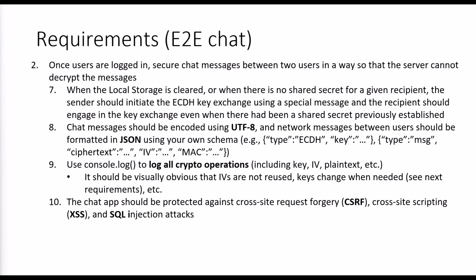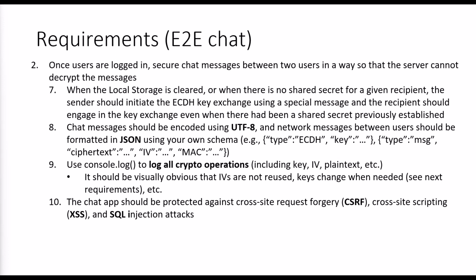Chat messages should be encoded using UTF-8. So that's the encoding for the text. We only support basic text. We don't need to support rich kinds of text, only pure text. And network messages between users should be formatted in JSON. So JSON is a way to format data using your own schema.